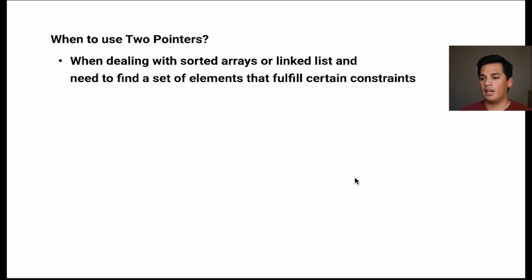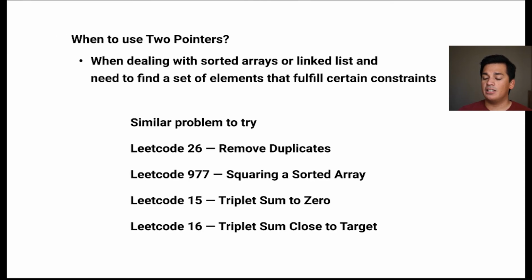So now, as a recap, when would you want to use the two pointers? When you're dealing with a sorted array or linked list and you need to find a set of elements that fulfill certain constraints. So in this case, find a matching pair of unique indices. And lastly, here are some other problems that you can also use two pointers with.